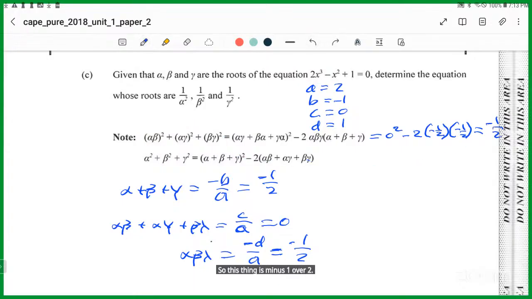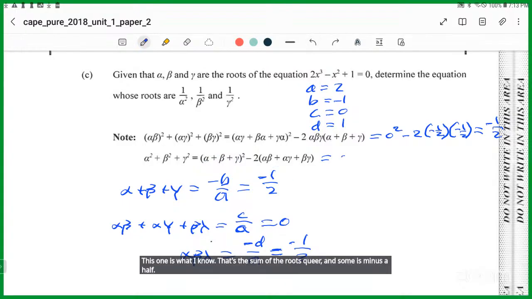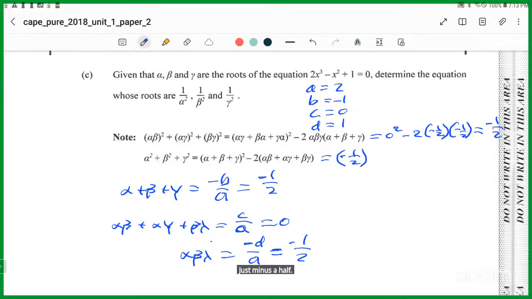Then we can record this one as well, right where it is, here. Work it out right now. That's the sum of the roots squared, and the sum is minus a half. So it's minus a half squared, and minus 2 times the pairwise product. Minus 2 times the pairwise product is 0. So that just becomes minus half squared, which is a quarter. So you know those two things already. Write them out right there.